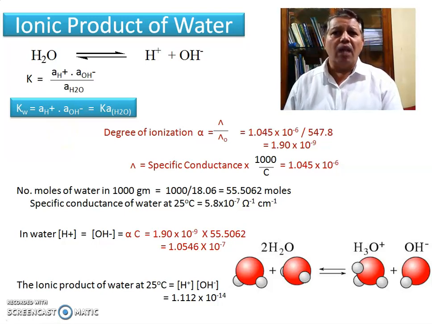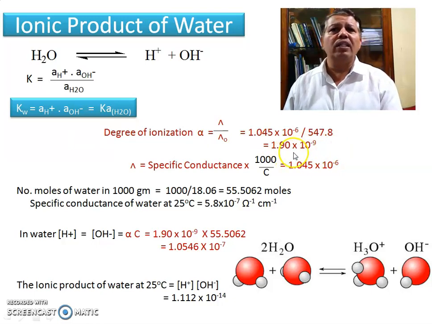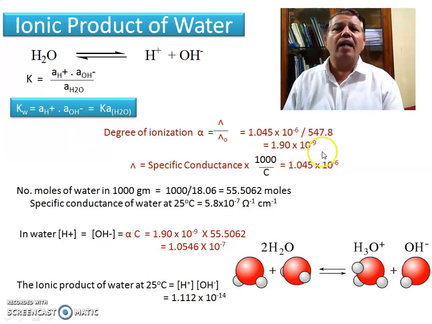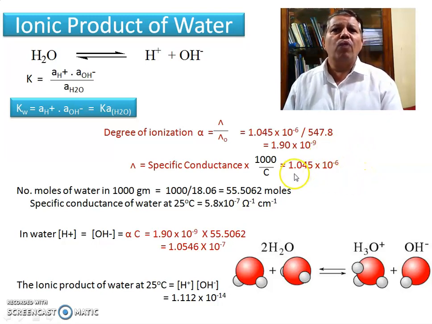Now the degree of ionization alpha for water is 1.90 into 10 raised to minus 9, and the value of lambda is observed at 25 degrees Celsius to be 1.045 into 10 raised to minus 6.